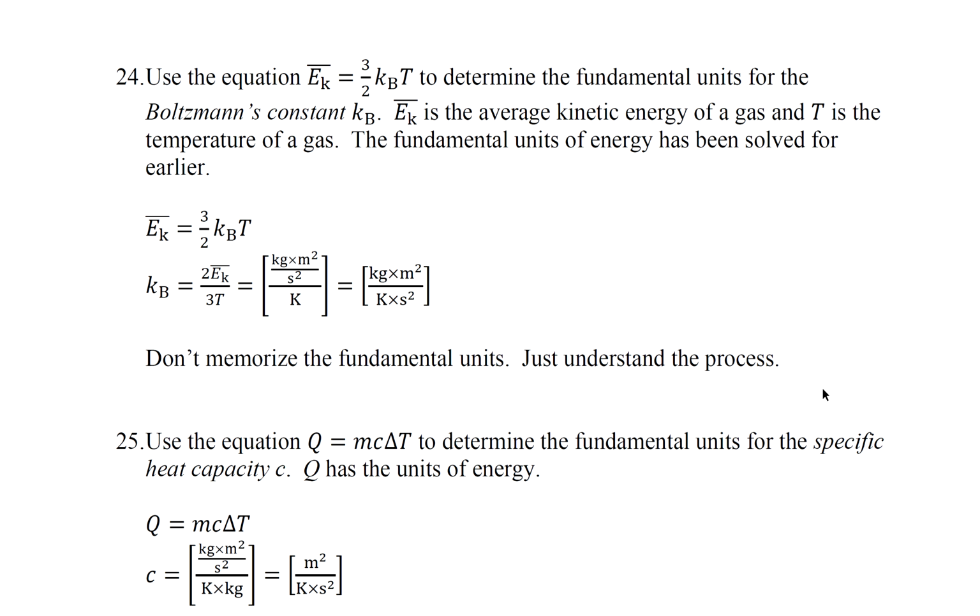Question 24. Use the equation average kinetic energy equals 3/2 k sub B T to determine the fundamental units for the Boltzmann's constant k sub B. So first use that equation, solve for k sub B, and then plug in the fundamental units for E sub k and for T. So E sub k has units of energy. T has the units for temperature, which is Kelvin.